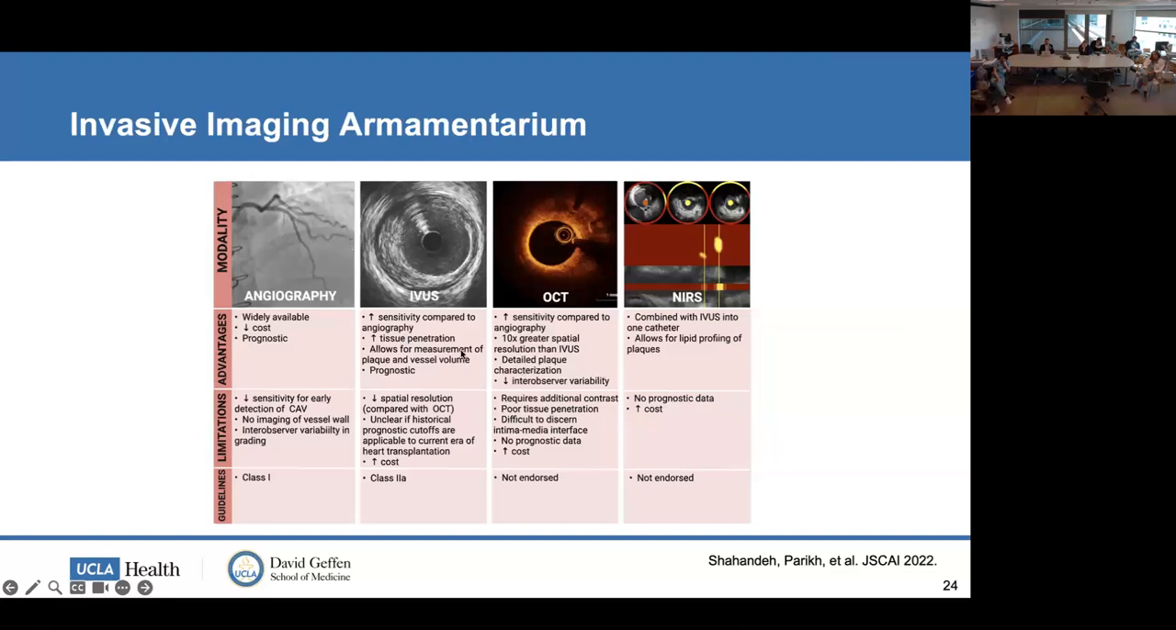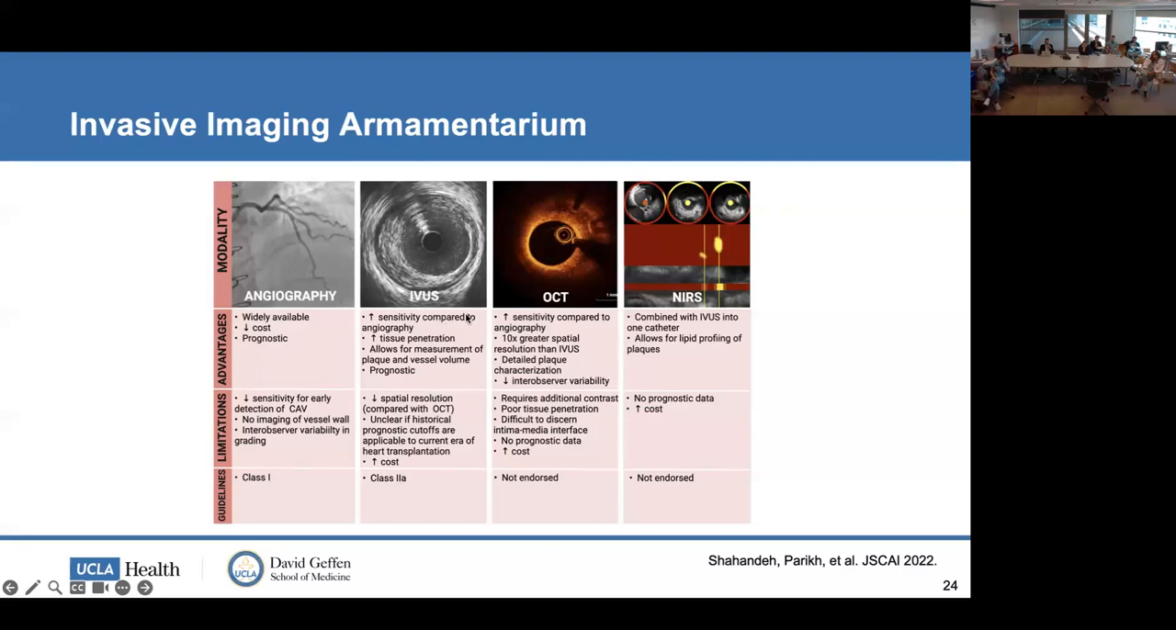This is an overview of what is currently in our invasive imaging armamentarium. As I mentioned, angiography is widely available. It's the least cost and it's prognostic, but it has limitations in terms of its sensitivity. Can't image the vessel wall, it's just a luminogram. There's obviously a lot of inter-observer variability.